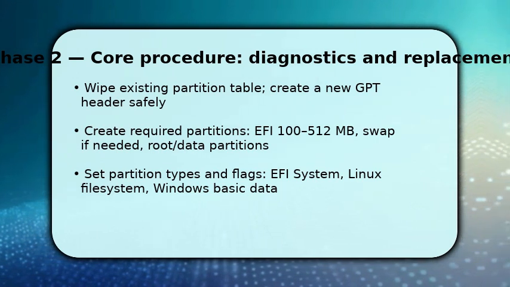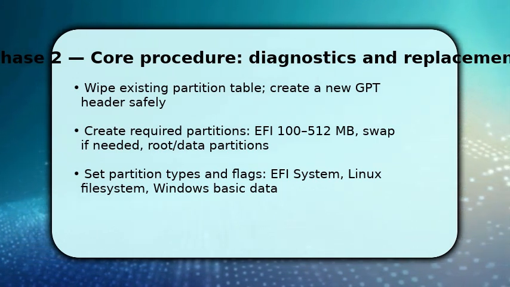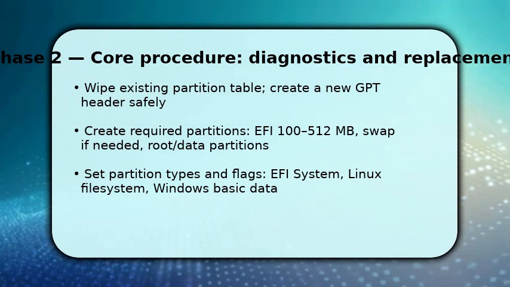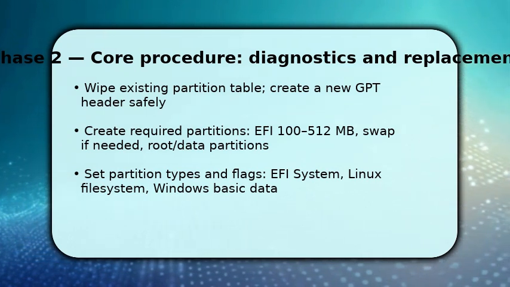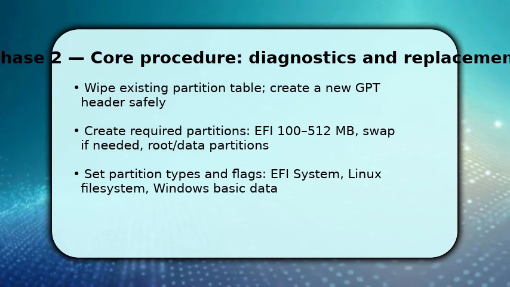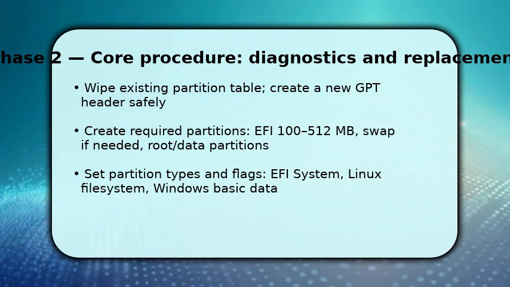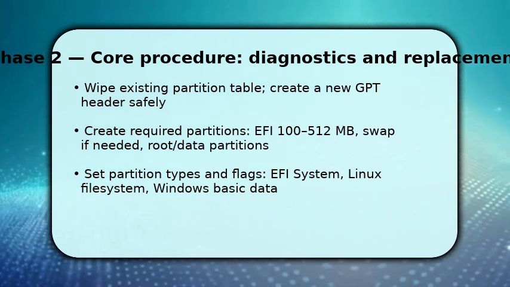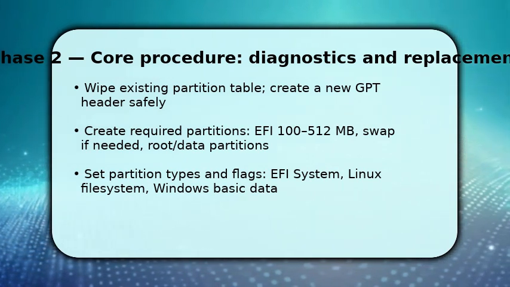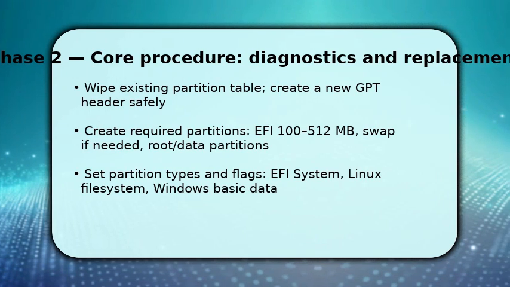Once done, create an EFI partition of 100 to 512 MB and set its type to EFI system. Then add swap or recovery partitions as needed and allocate the rest for root or data. Make sure to set GUID and flags correctly, because operating systems rely on those identifiers to boot and mount.